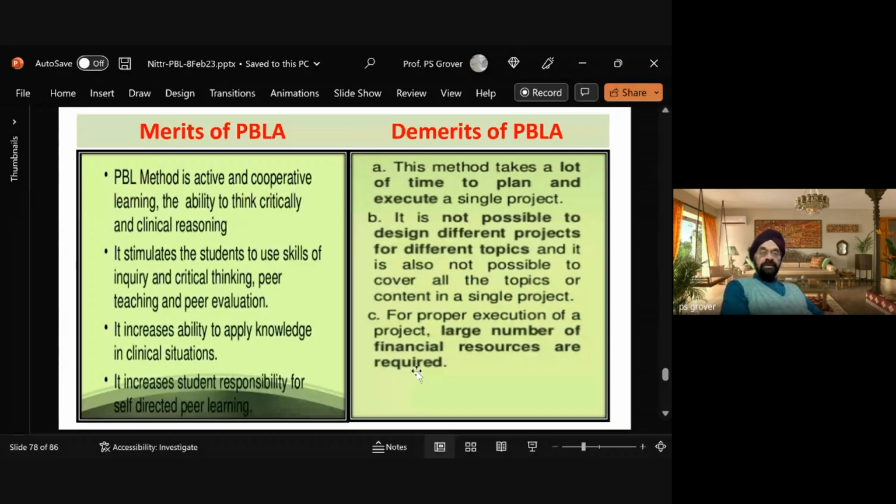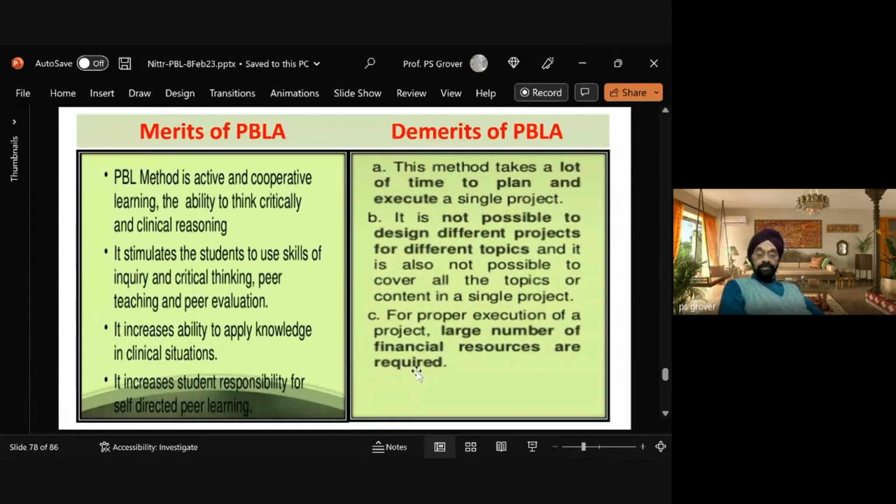So merits of PBLA method is active and cooperative learning, the ability to think critically and clinically, stimulating students to use skills of inquiry and critical thinking, peer teaching and peer evaluation. It increases ability to apply knowledge in clinical situations. It increases student responsibility for self-directed peer learning. Please, outcome-based education says the student must be encouraged to become autonomous.